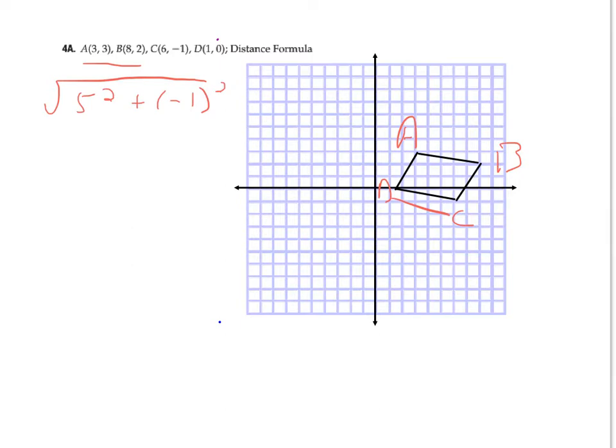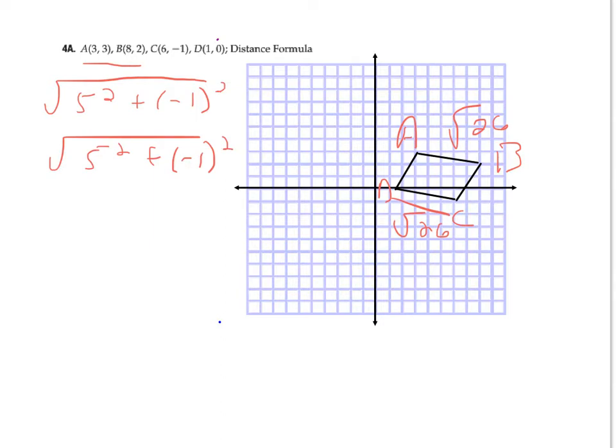Let's now find this distance, CD, see if it is the same. I'm going to first find the difference of my x's, which is 6 minus 1, which is 5 squared. I'm going to find the difference of my y's, which is -1 minus 0, which is -1. We don't even need to do the math here, but we're going to get root 26 for both of these distances. So it looks like those two opposite sides are equal. It's root 26. You can just look at the radicals too and see that they are equal.